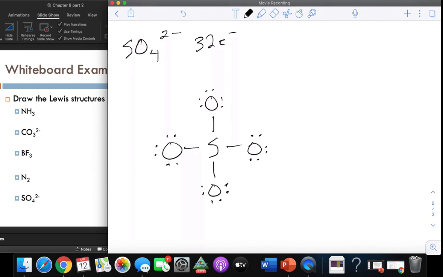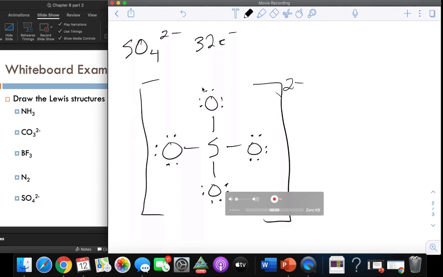Everything's happy. But this is not actually the best structure for sulfate, right? I can add the other piece here. This thing should have its brackets for its -2 charge because it is an ion, which means if I have a -2 overall charge, there's formal charges somewhere in here as well.